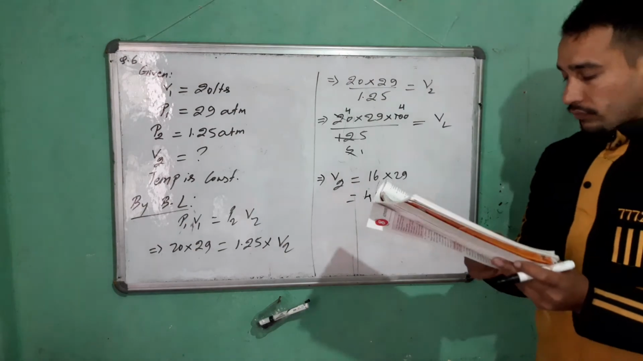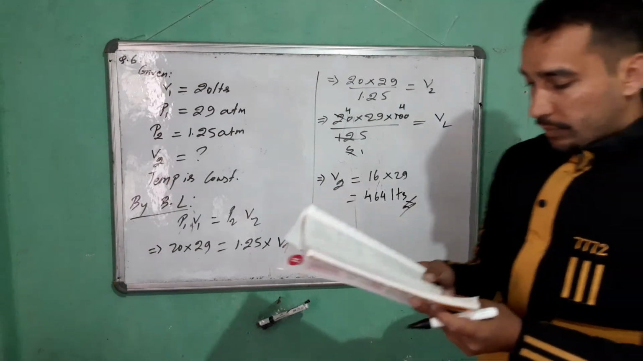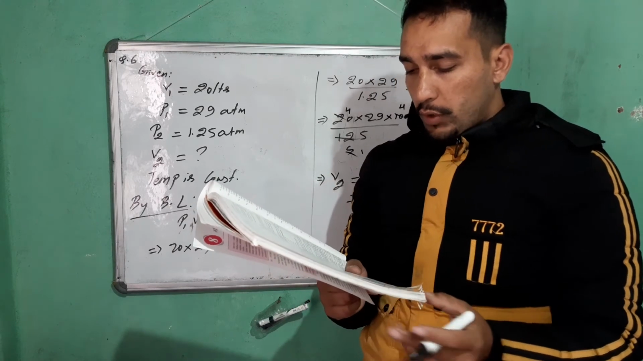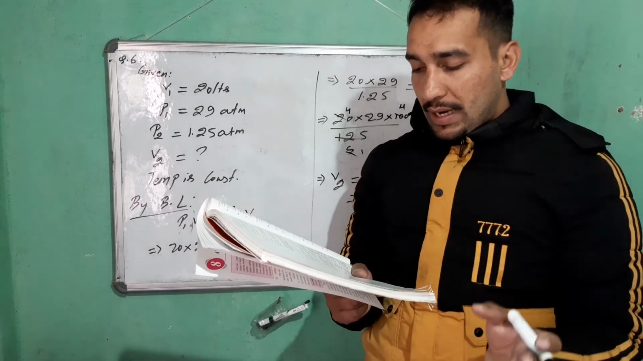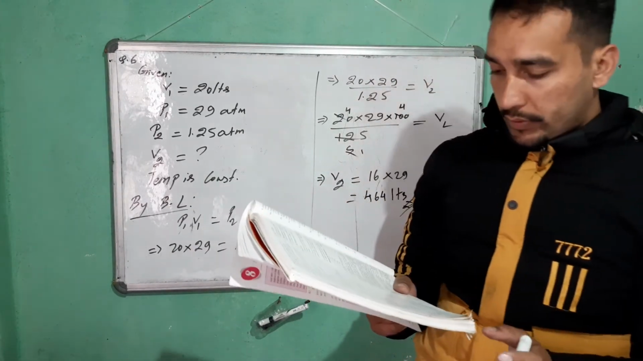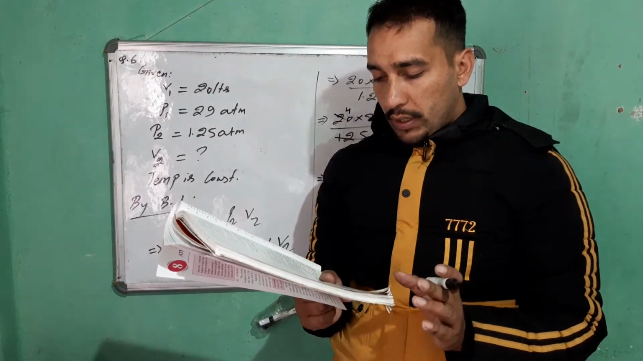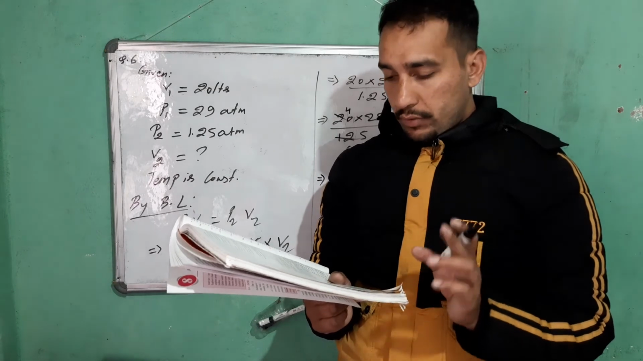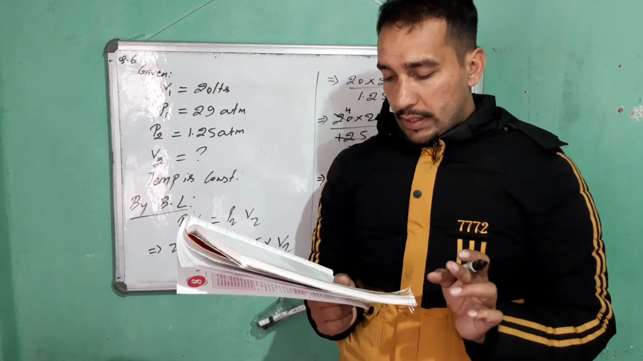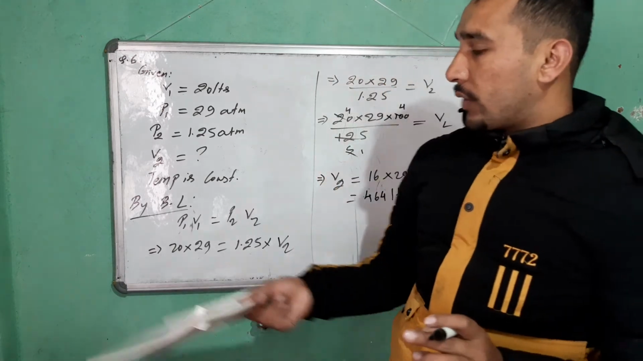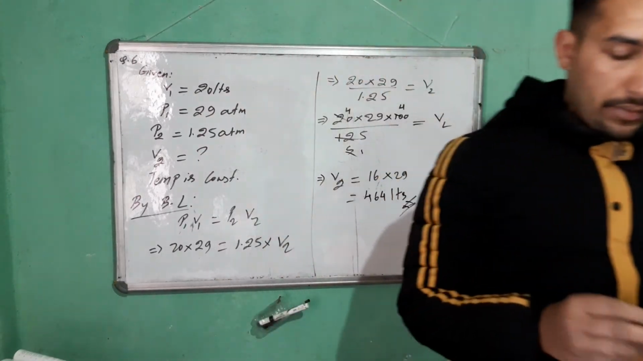Now next question, question number 7. 561 decimeter cube of a gas at STP, standard temperature and pressure, is filled in a 748 decimeter cube container. So V1 is given, V2 is also given. If temperature is kept constant, calculate the percentage change in pressure. We have to calculate the percentage change in pressure.